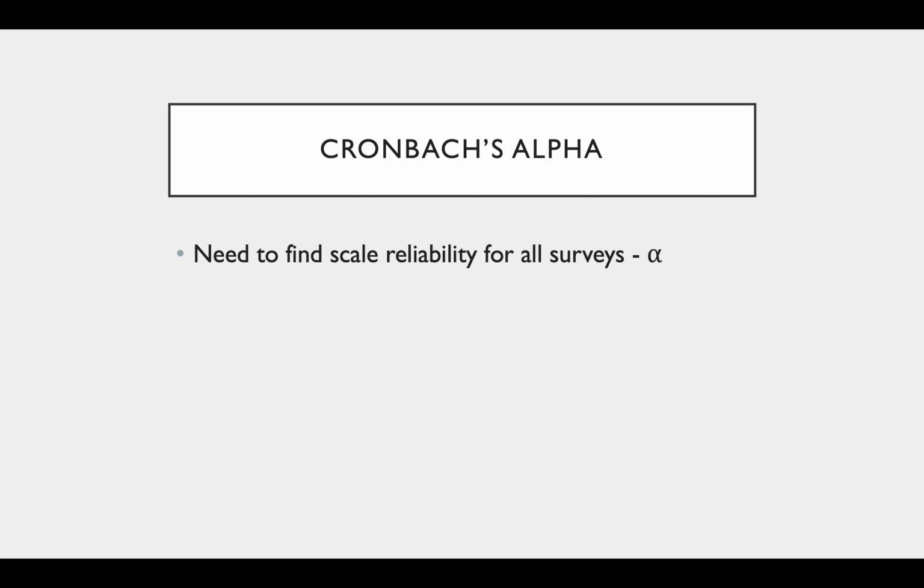And then last but not least, if you have any sort of scales with multiple items, so more than one item trying to get at the same idea, you will need to find a scale reliability. Typically, we use Cronbach's Alpha. So I mentioned this a number of weeks ago and told you just to tuck it away in your brain for now. But you will need to calculate this now for all of your scales.